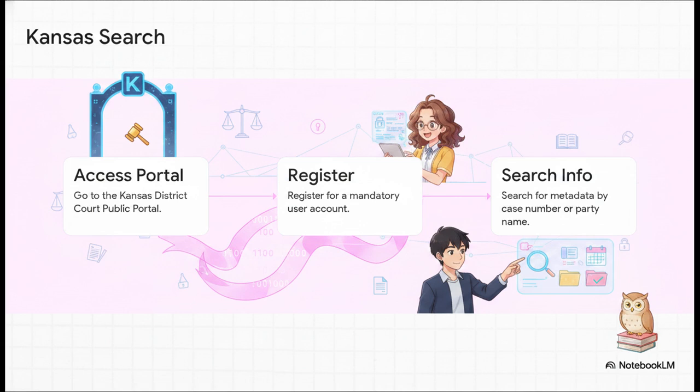Instead, they use the Kansas District Court Public Access Portal. You absolutely have to register for an account to use this one. Once you're in, you can search for case metadata, like filing dates, party names, and case summaries. Just keep in mind, since it's a centralized, state-run portal, not every single historical document has been digitized.